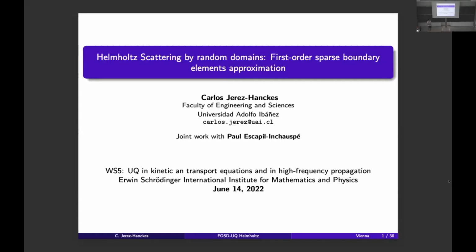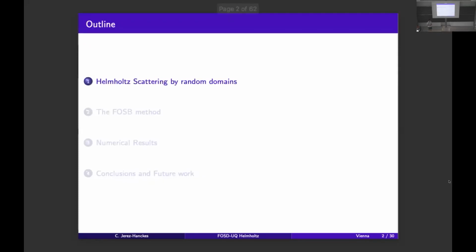This is joint work with Paul Escapil, who's now doing his postdoc, and it's about maybe a different perspective on how to deal with Helmholtz scattering, as the previous speaker was talking.